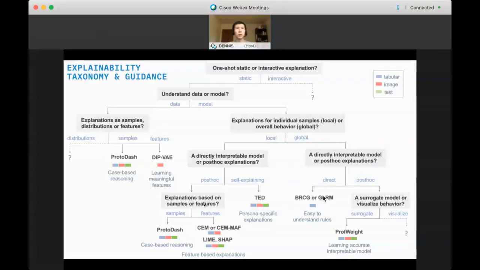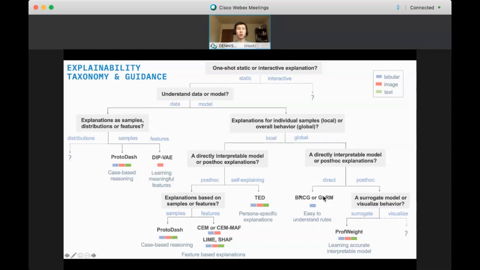This is a taxonomy of both the algorithms in the toolkit as well as this broader space of AI explainability more generally. I'm not going to go through this taxonomy today. I'm just going to point out the handful of algorithms that I'll be covering today and roughly where they lie here. So we're going to be looking at a couple of directly interpretable algorithms that produce directly interpretable models. These are BRCG and GLRM.